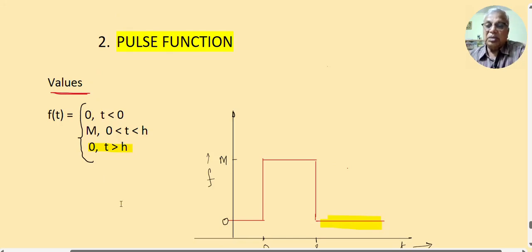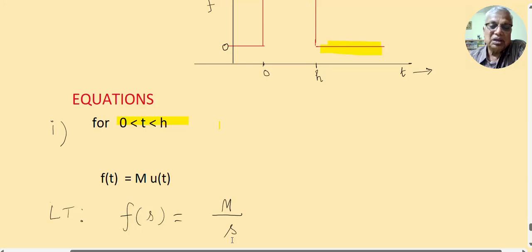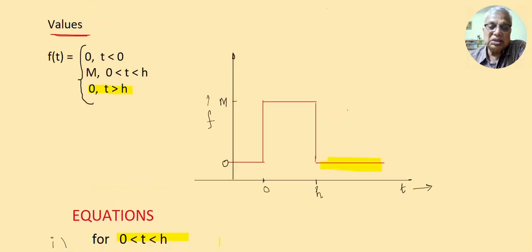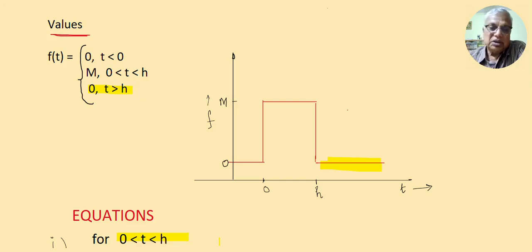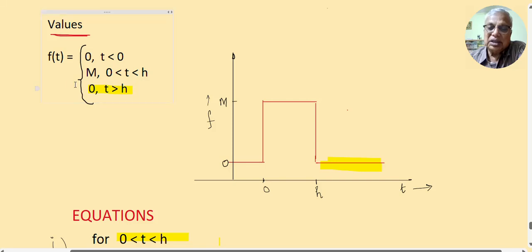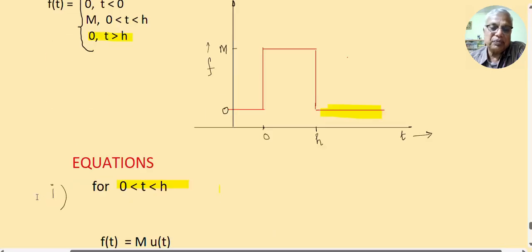In many processes, the disturbances in the input variables can be modeled by this equation. Some variable changes for some period of time, and then returns to the original value. In the last class you saw the step function. There the change is permanent: the initial constant value goes to a new constant value, which is permanent. Whereas here the change is not permanent. It comes back to the original value after a finite period of time.